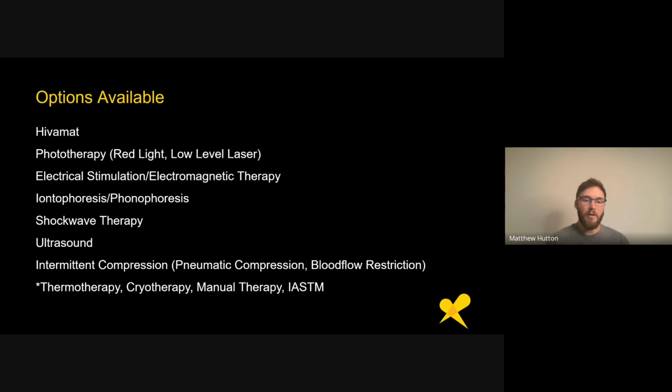Shockwave therapy. This is a pretty expensive treatment. I don't think many high schools are going to have this. The first unit that I ever saw was when I was in undergrad at the University of Iowa. I forget the name of it. STARS, I think. STARS Medical.